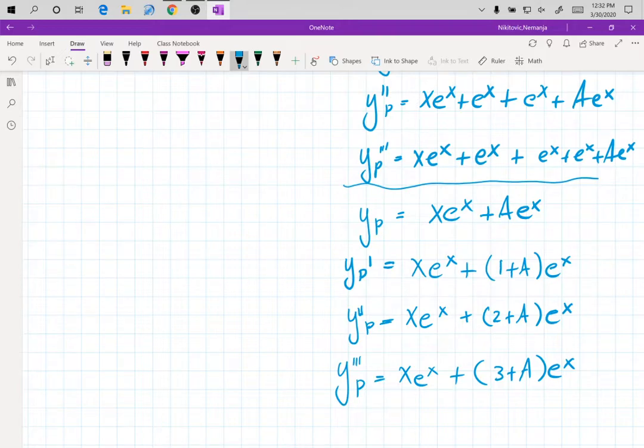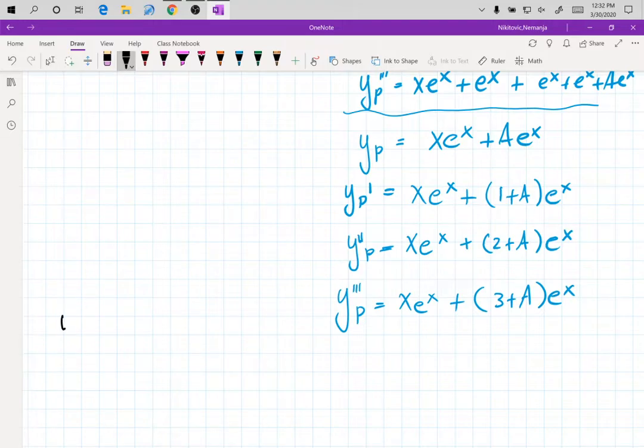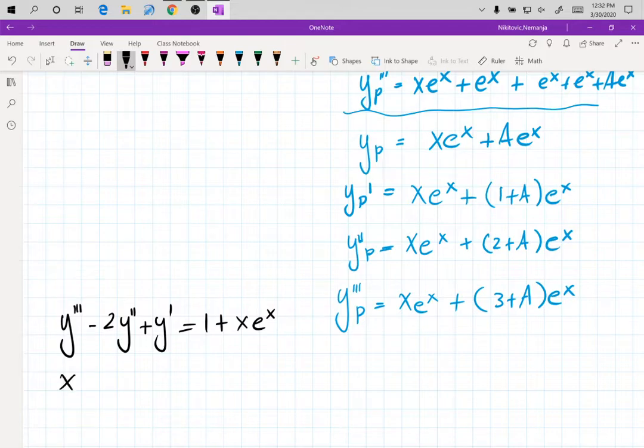Okay, time to plug all of this in. So my equation is y triple prime minus 2y double prime plus y prime is equal to 1 plus x e to the x. Okay, so y triple prime is x e to the x plus 3 plus a e to the x.